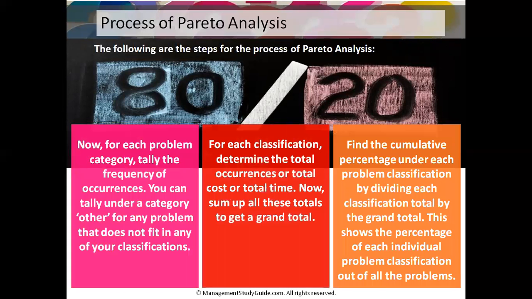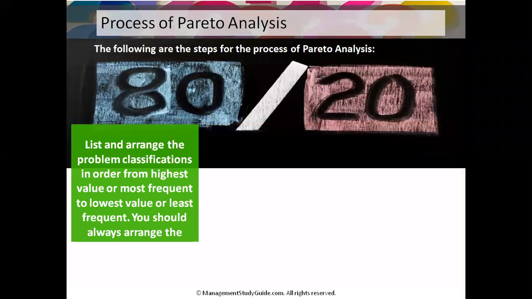Now, for each problem category, tally the frequency of the occurrences. You can tally under a category called other for any problem that does not fit in any of your classifications. For each classification, determine the total occurrences or total costs or total time. Now, sum up all these totals to get a grand total. Find the cumulative percentage under each problem classification by dividing each classification total by the grand total. This shows the percentage of each individual problem classification out of all the problems.